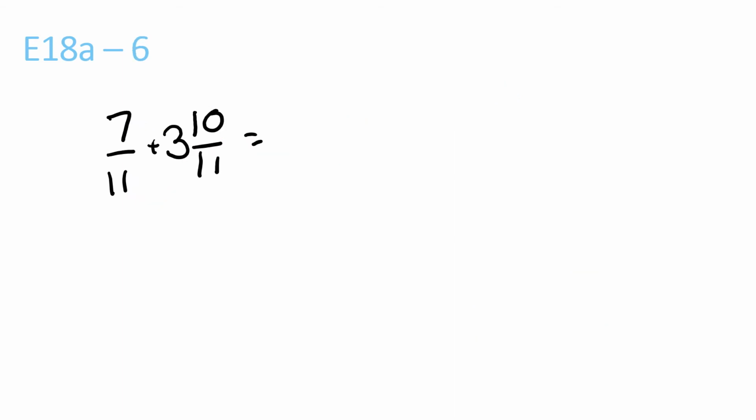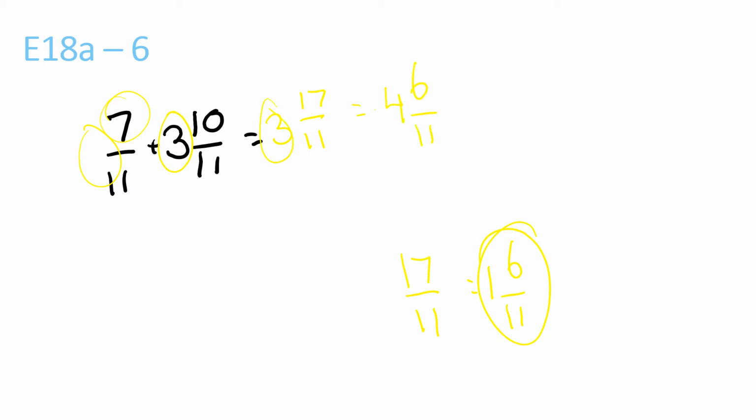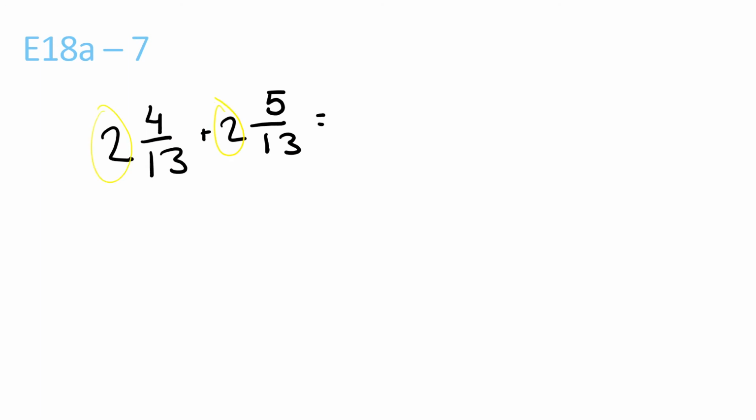Next question. You have 3 plus nothing is 3, 7 plus 10 is 17 over 11. 17 over 11 is equal to 1 and 6 over 11. 1 and 6 over 11 plus 3 is equal to 4 and 6 over 11. 2 plus 2 is 4, 4 plus 5 is 9 over 13, and the top one is smaller than the bottom one, so you can't reduce it anymore.